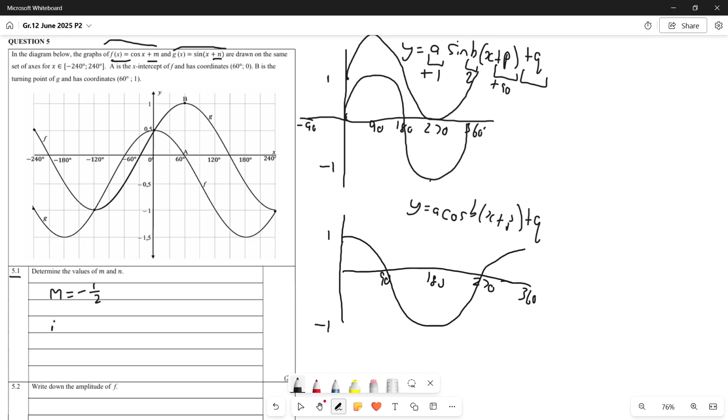So then we are moving on to n. N is shifting us in our horizontal for our sine graph. So our sine graph is our g of x over here. Our sine graph usually starts at 0 and then ends at 360. Okay, but this sine graph here, which is our g, is not starting at 0.